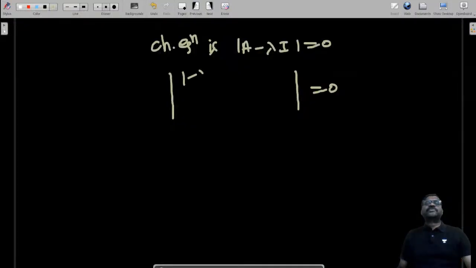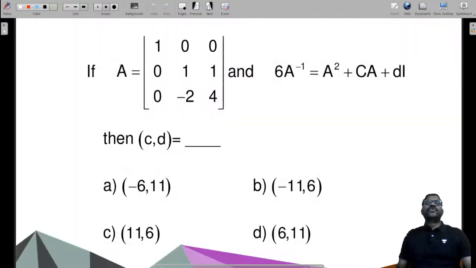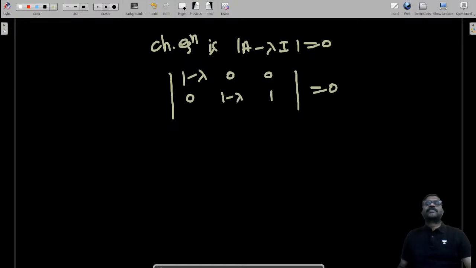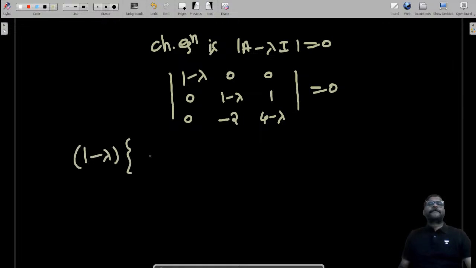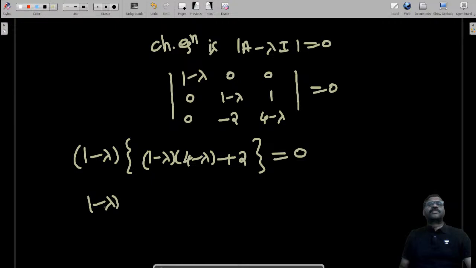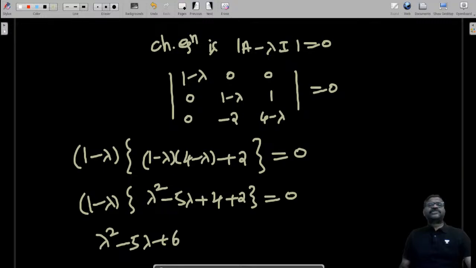One minus lambda, 0, 0. 0, 1 minus lambda, 1. 0, minus 2, 4 minus lambda. One minus lambda into 4 minus lambda plus 2 equal to 0. 1 minus lambda into lambda square minus 5 lambda plus 4 plus 2 equal to 0. Lambda square minus 5 lambda plus 6 minus lambda cube plus 5 lambda square minus 6 lambda equal to 0.